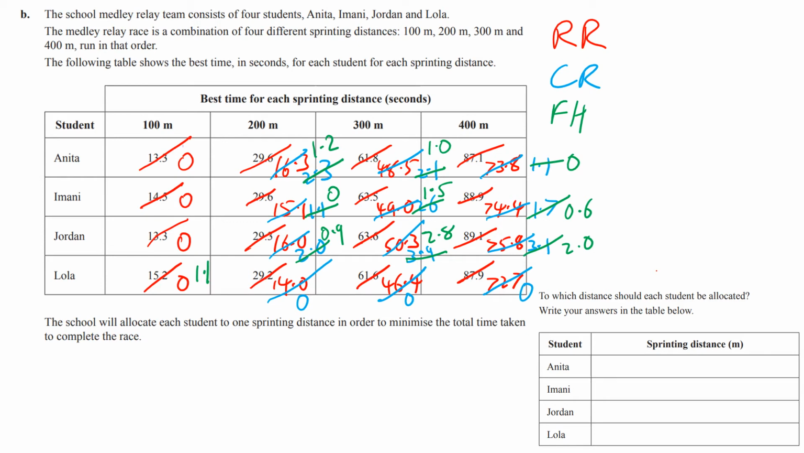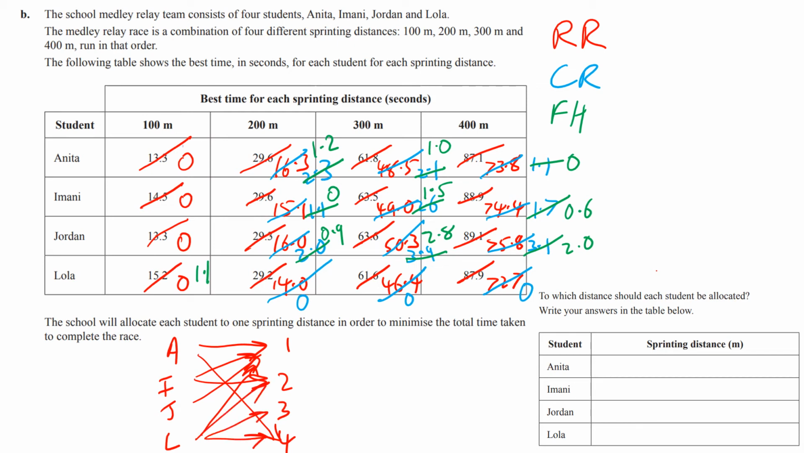Now I'm going to do this a bit slowly because this is just a video to explain things to you. You've got A, I, J, L, and you've got the 100, 200, 300, and 400. So any 0 is a connection to that sport. Looking at Anita, she can do the 100 because she's got a 0 in the 100, and she can also do the 400. Imani can do the 100 and also the 200. Jordan can only do the 100, and Lola can do the 100 and also the 200 and the 300 and the 400.